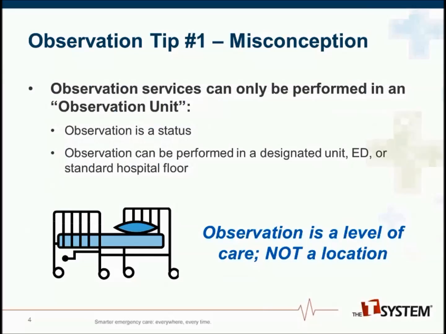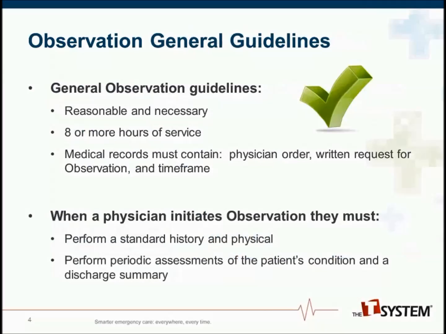So one of the first misconceptions is about observation itself. What is it? Well, it is a status. Observation is a status. It's a level of care. What it is not is a location. So you can have a patient that has an observation status. They can be in a designated unit, they can be in the emergency department, or they can be on a standard hospital floor. It's really the status that drives that observation patient. It's not a location. That's one of the first things that we hear asked when we go out and visit with folks, and I just wanted to clarify that one.